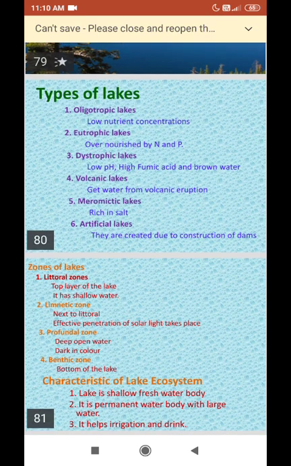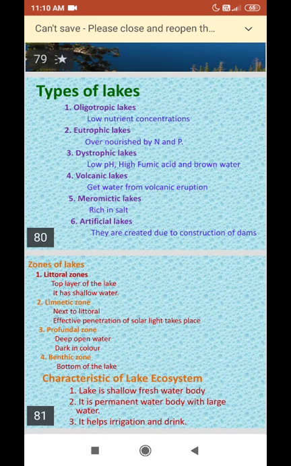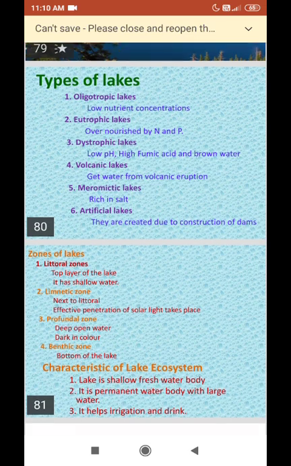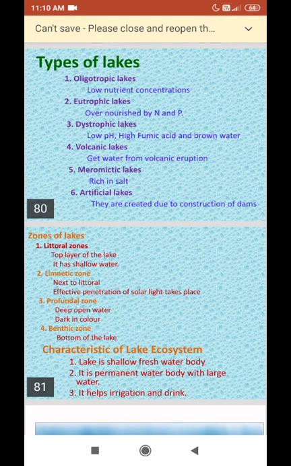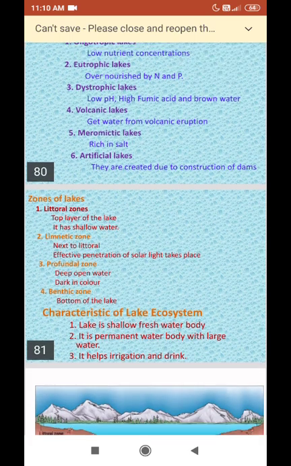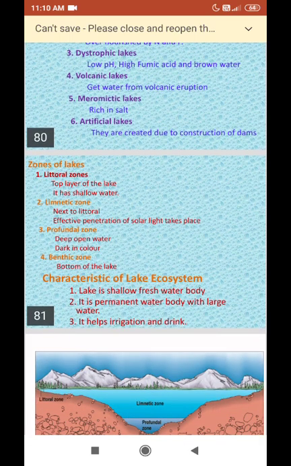And then dystrophic lakes means it contains low pH, high humic acid and brown water. And then volcanic lakes get water from the volcanic eruption. And then meromictic lakes are rich in salt. If the water is rich in salt, that is referred as the meromictic lakes. Artificial lakes means they are created due to construction of a dam.